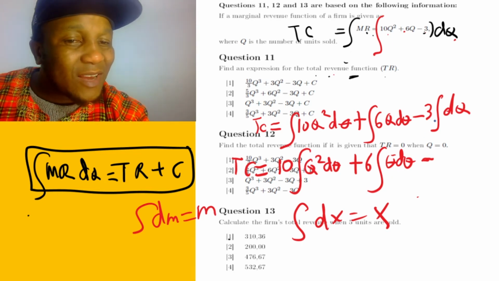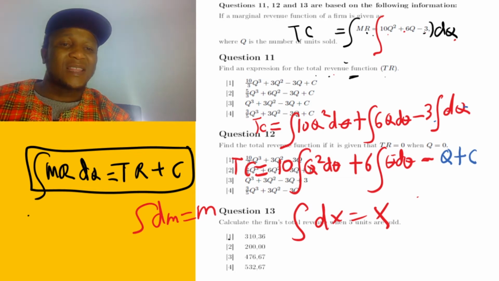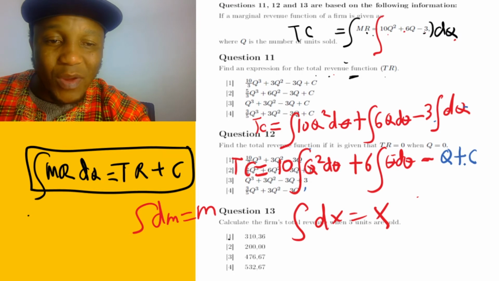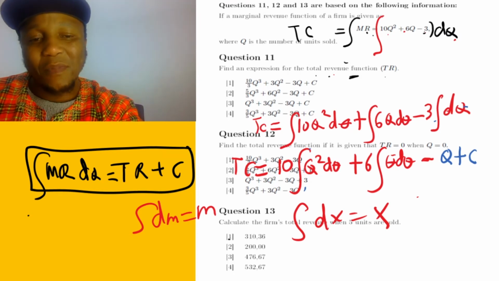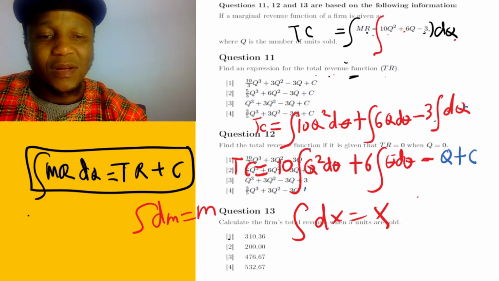Now, if I integrate dq, this gives me q, but I must not forget to add a constant. Reason: because there is no limit, okay? You see in this integral there's no limit here, so we have to add a constant. So let's do all these integrals one by one.